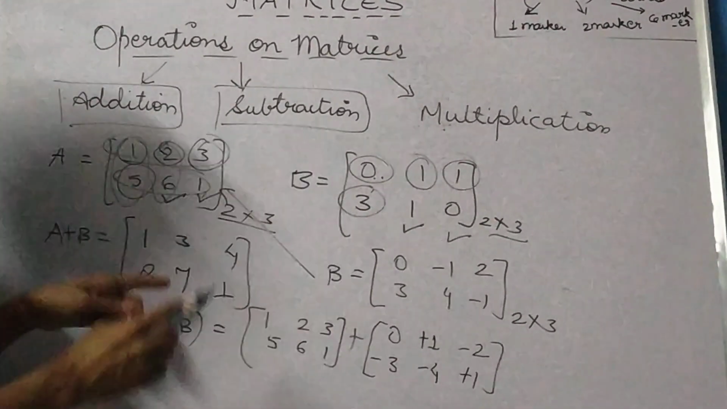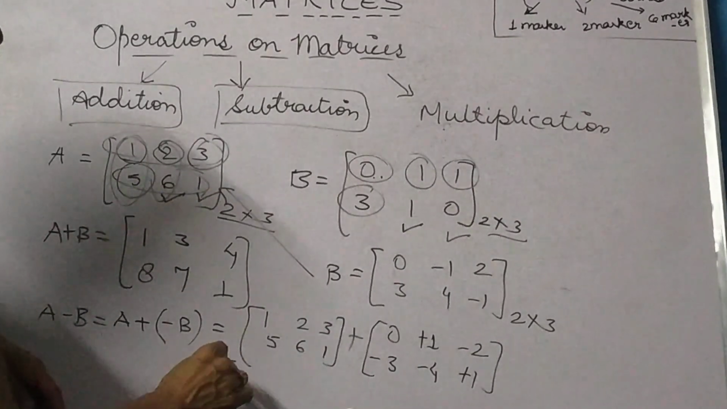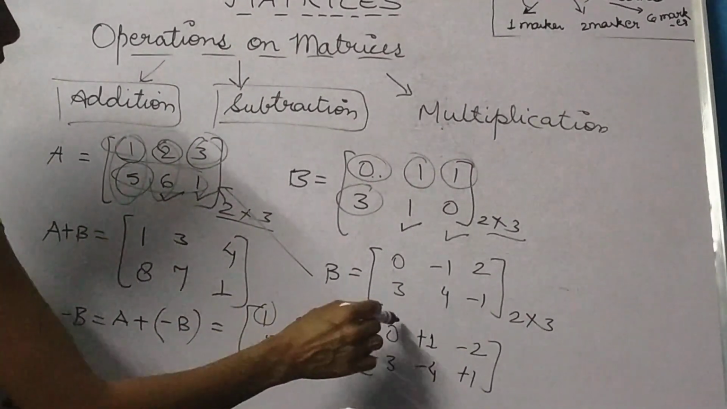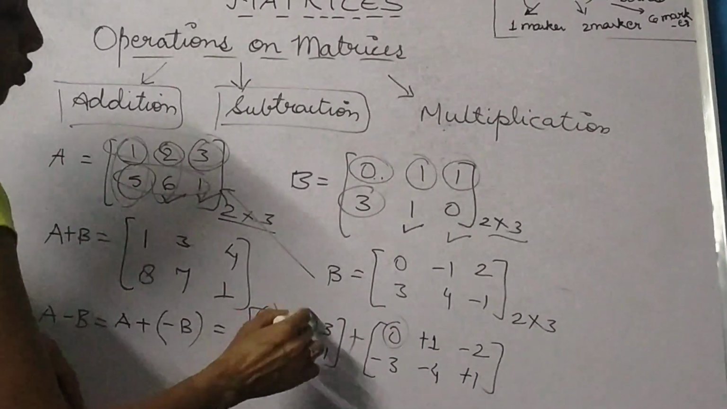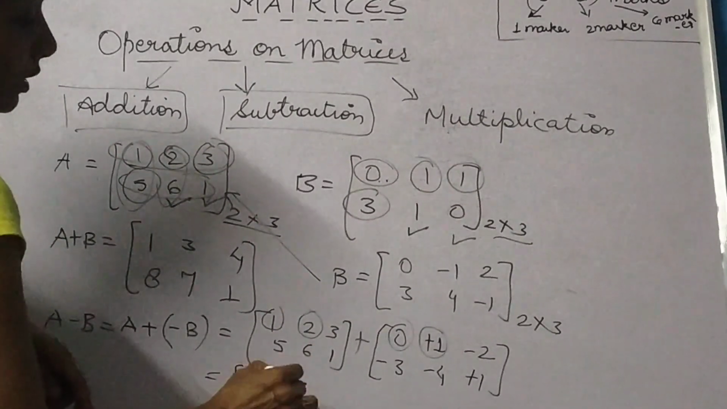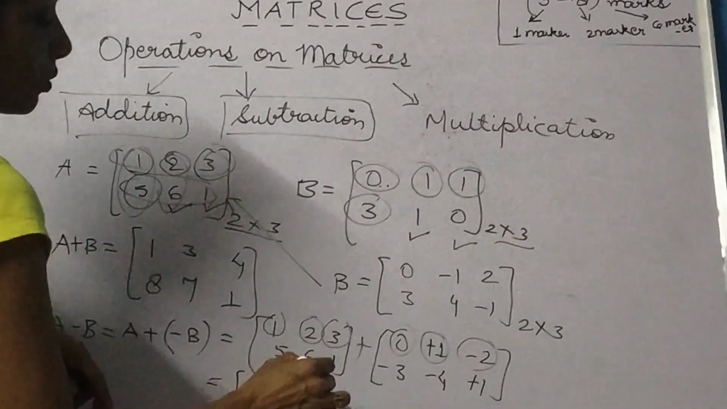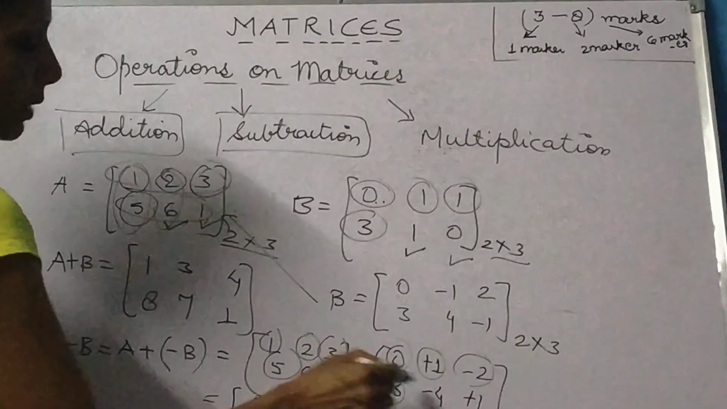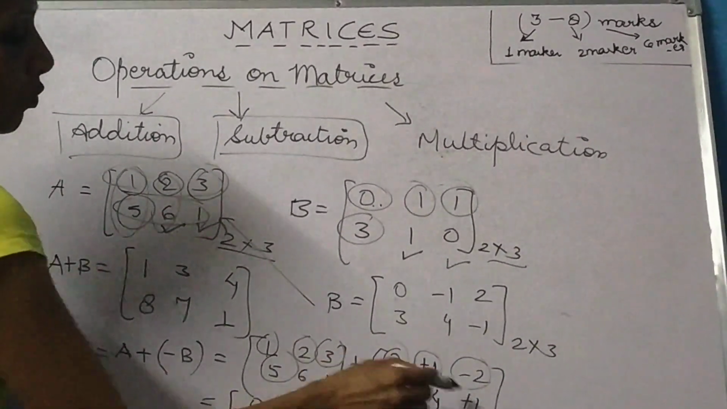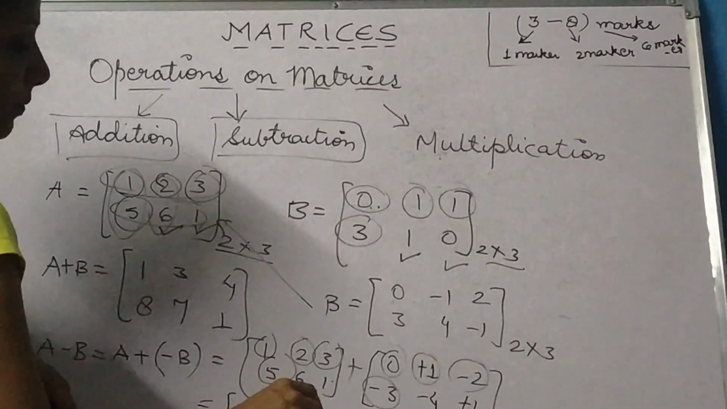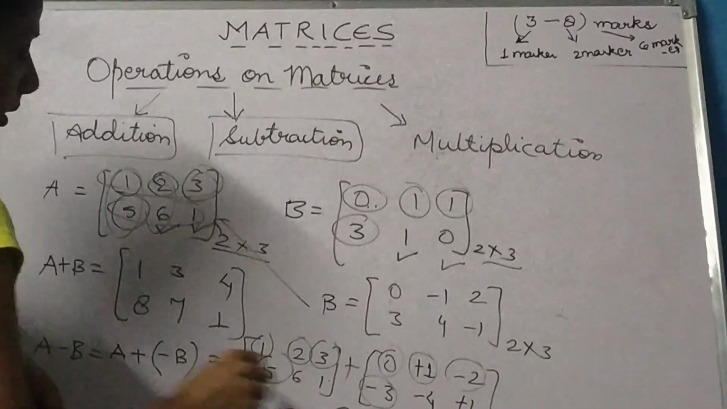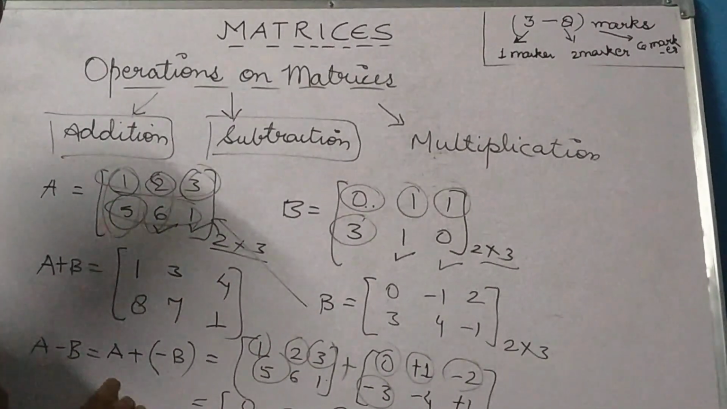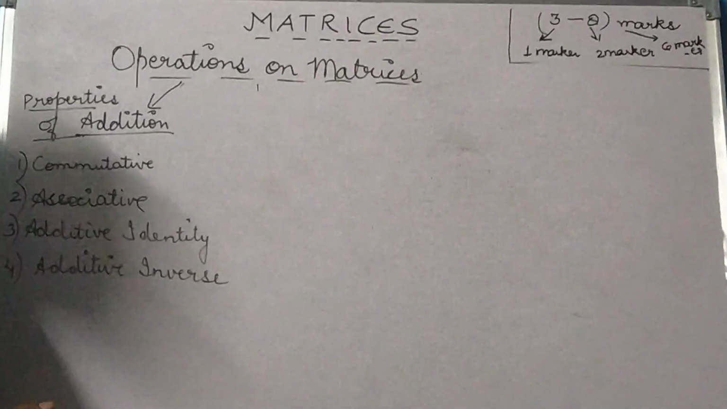And now you can simply add them. What we can do? 1 plus 0 is 1. 2 plus 1 is 3. 3 minus 2 is 1. 5 minus 3, 2. 6 minus 4 is 2. 1 plus 1 is 2. This is your A minus B matrix.